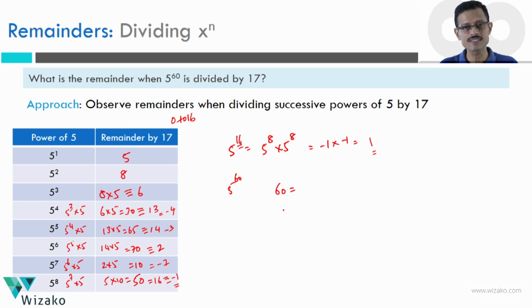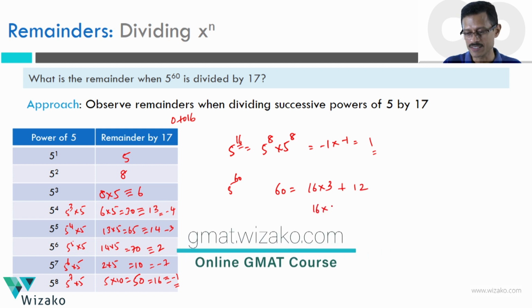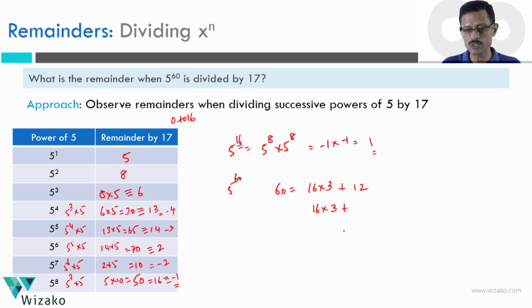So I'm going to break this 60 as some multiple of 16 plus something. So we'll write it as 16 into 3, because 16 into 4 makes it 64. We have only 60. 16 into 3 is 48. 48 plus 12. The 12, I'll choose to write it right now as 16 into 3 plus, I don't want to find out for a 12. I already know it for an 8.